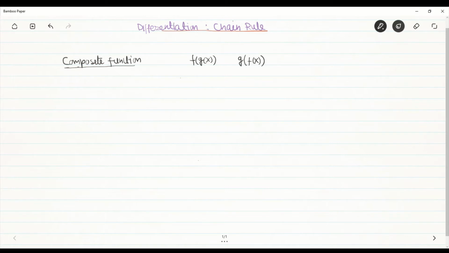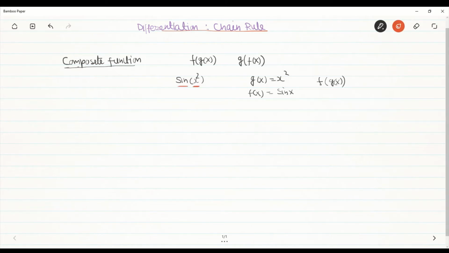Let's see an example. We have a function, for example, sin x square. Now this g(x) here is x square and f(x) is suppose sin x. So if we combine both these functions, then it can be f of g(x), because g(x) is an input for the f(x) function. So it is an example of a composite function. So whenever we have these type of functions to differentiate, we always use chain rule.